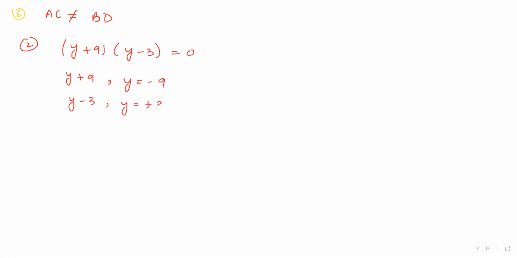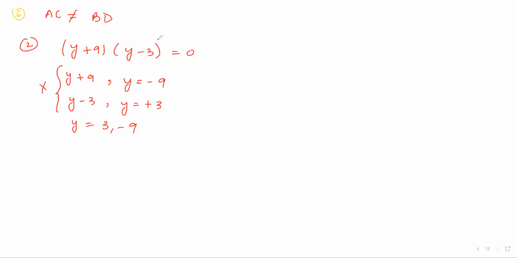Question number 2, Rida. The answer is fine, but there's a mistake. See, you are writing (y + 9)(y - 3) = 0, right? This is the fourth last step. Then you are writing y + 9, y = -9, and then y - 3, y = +3, and then y = 3 and -9. Your answer is correct, but the way of writing is not correct.